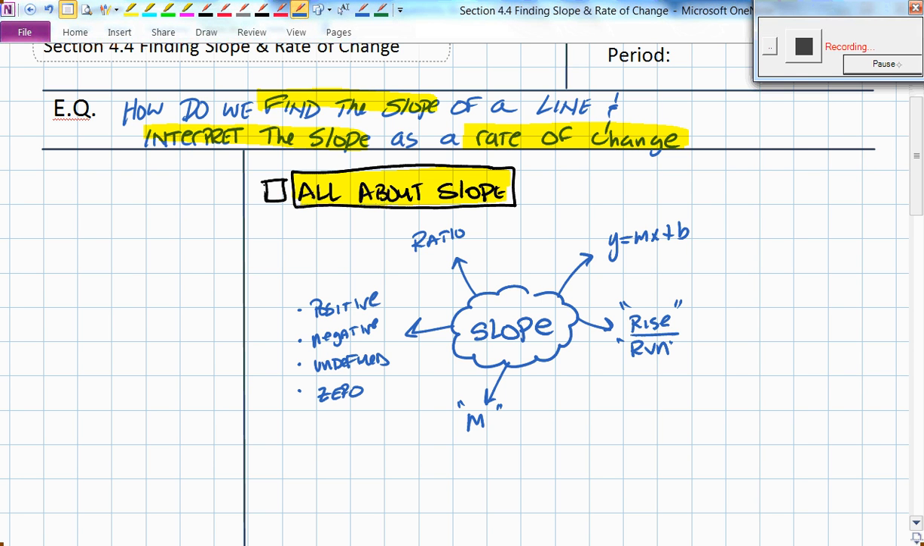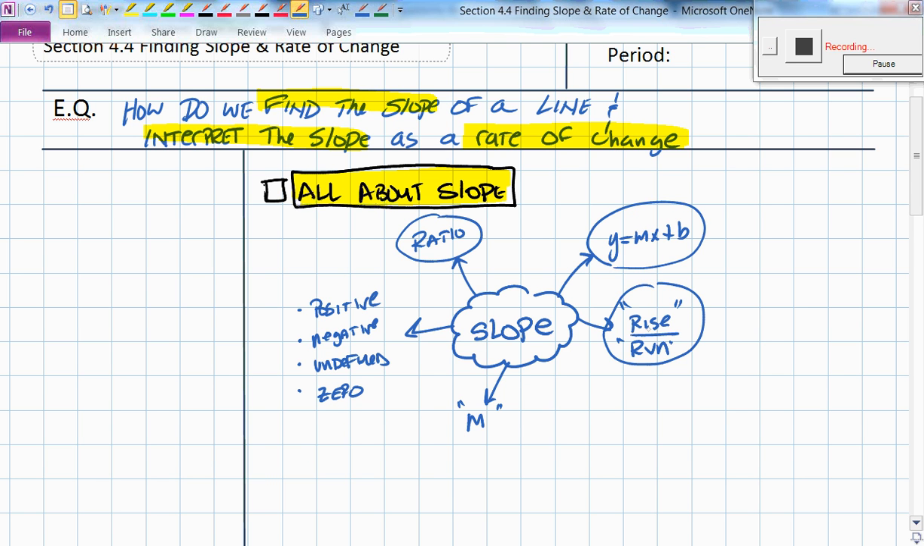All right, take a look at this. Here's a little mind map for slope, okay? Slope can be thought of as a ratio, and the ratio would be the rise over the run. Slope is in the equation y equals mx plus b. The variable for slope that we use is m, and you told me that slope can be positive, negative, undefined, or 0. That's a pretty good start.